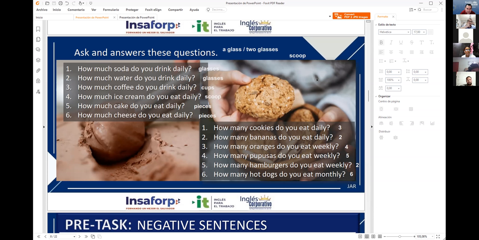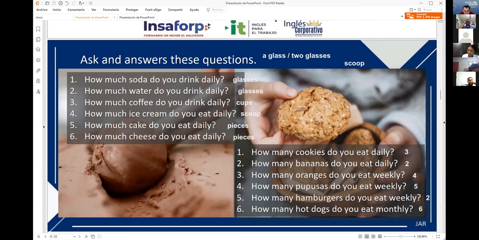How much cake do you eat daily? I don't eat cake daily. I only eat cake at birthday parties. So I eat a piece of cake maybe every 3 months. How much cheese do you eat daily? And then you say, I eat 2 pieces of cake. No, 2 pieces of cheese. Sorry, not cake. 2 pieces of cheese daily. Okay, and then you go with the numbers. Okay. So my dear ones, let's go to the groups and let's practice asking and answering questions.